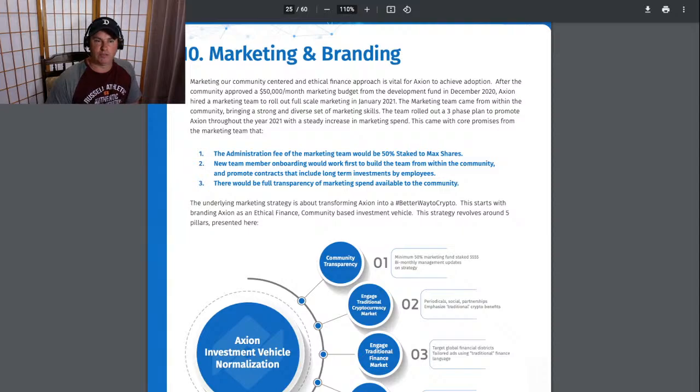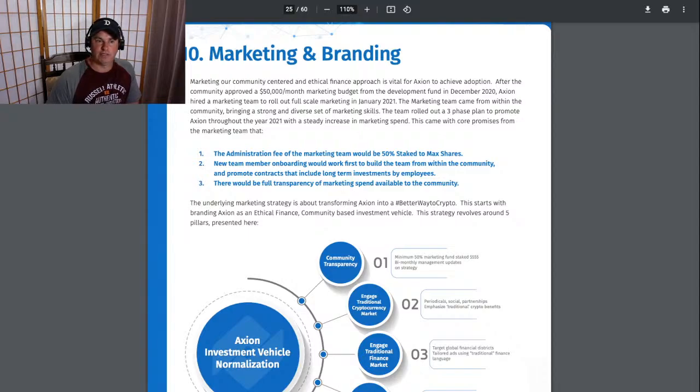The marketing team came from within the community, bringing a strong and diverse set of market skills. The team rolled out a 3-phase plan to promote Axion throughout the year 2021 with a steady increase in marketing spend. This came with core promises from the marketing team that, 1, the administration fee of the marketing team would be 50% staked to max. 2, the new team member would work first to build the team from within the community and promote contracts that include long-term investments by employees. And 3, there would be full transparency of marketing spend available to the community.